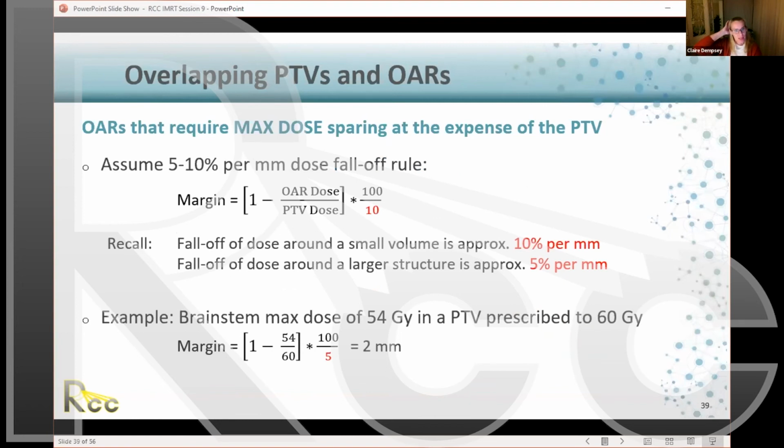So just as an example, we'd look at the brainstem. The brainstem with a maximum dose of 54 gray falls within a PTV that's prescribed to 60 gray.